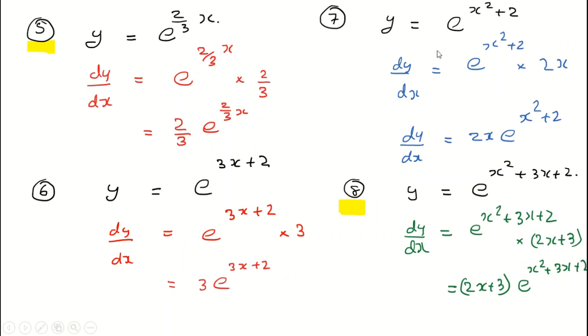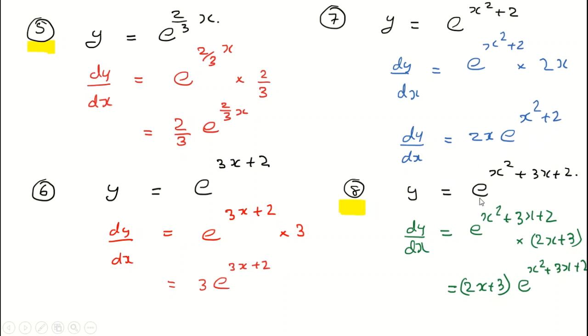y equals e to the power x squared plus 2. So dy over dx is equal to e to the power x squared plus 2 itself into differentiation of this function, 2x. So it could be written as 2x into e to the power x squared plus 2.